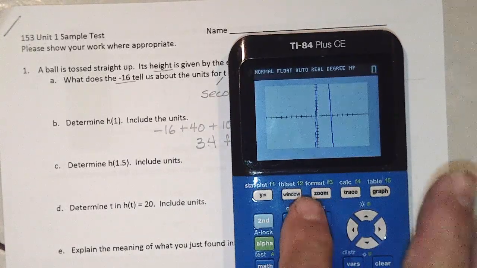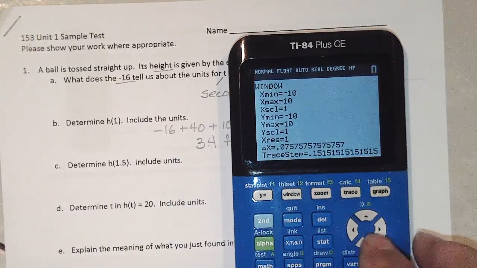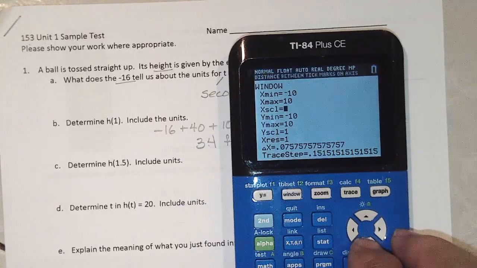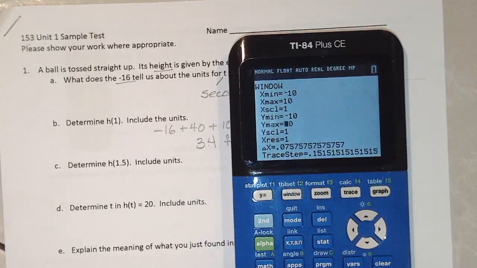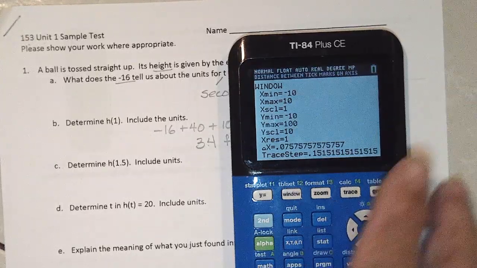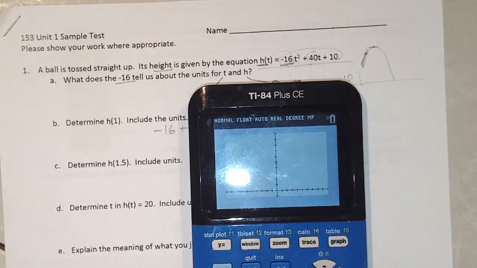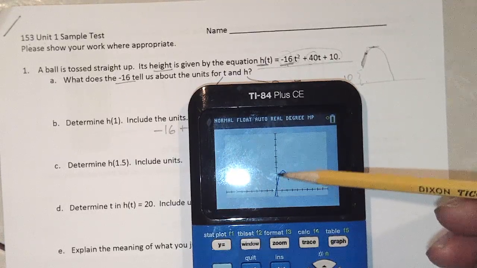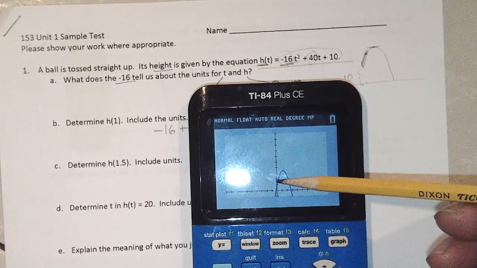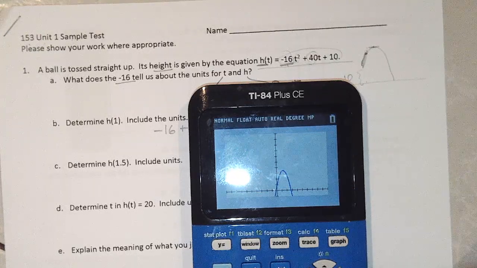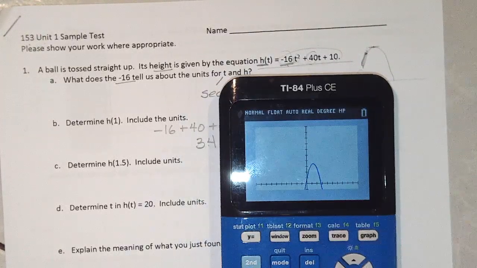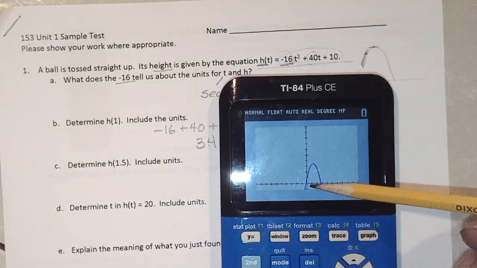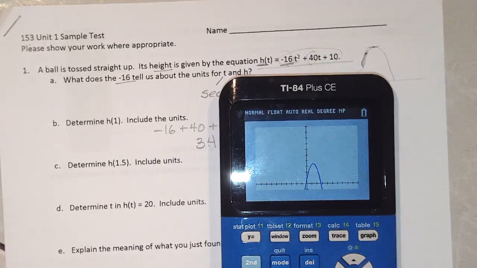So I need to push window. I need to look higher in the Y. So I'm going to go 100, and I'm going to mark them every 10 instead of every 1 going up. So here it goes up and down, and went up 10, 20, 30 some feet. We had it at 34 at 1 second. So at 1 second, it should have been at 34.